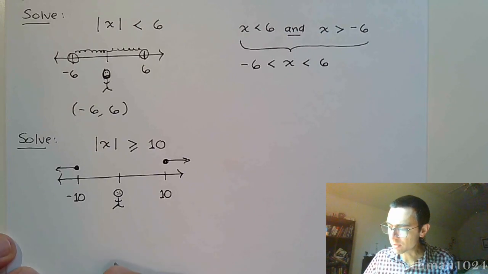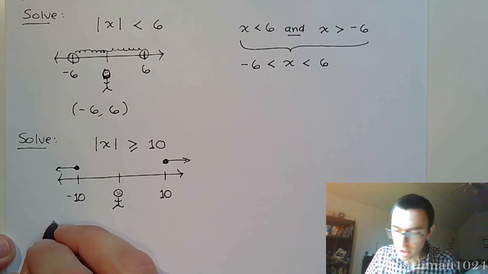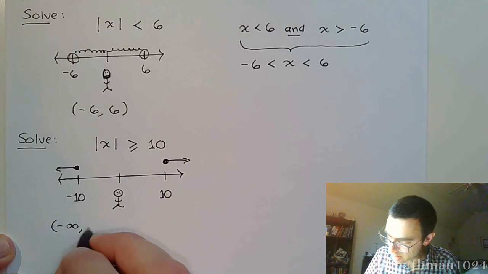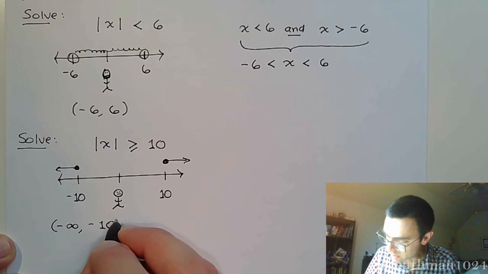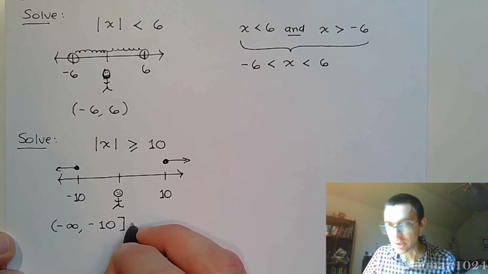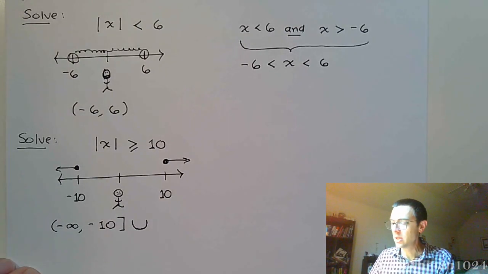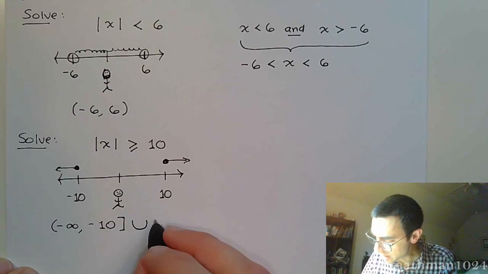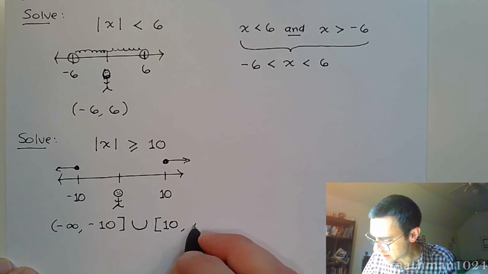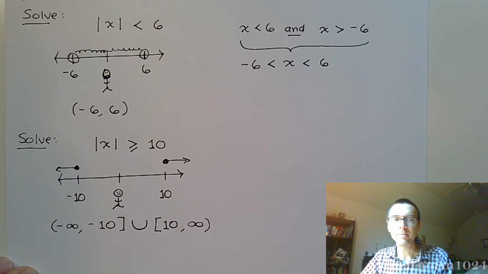And if you look at how this graph works out, you see that's going from -infinity to negative 10, bracket, now there's a gap. And remember, we use that union symbol to connect those guys together. And bring back 10 to infinity, like that.